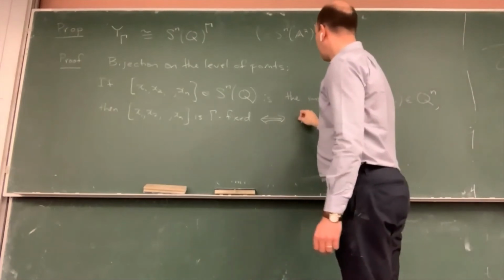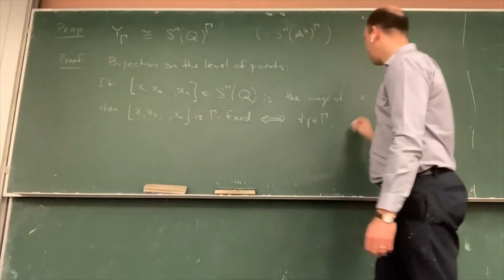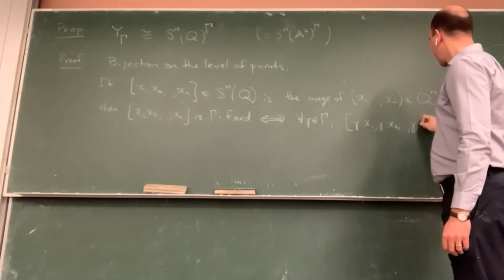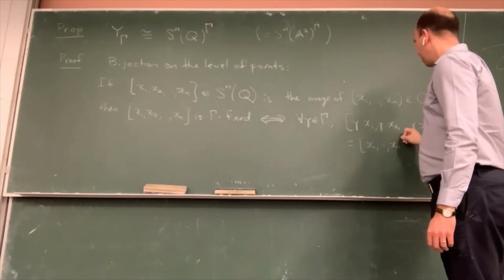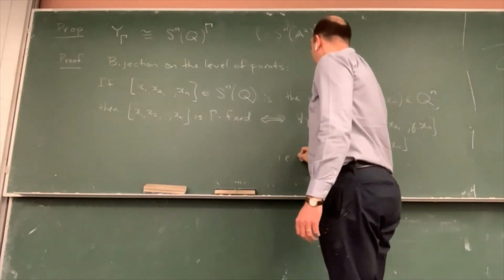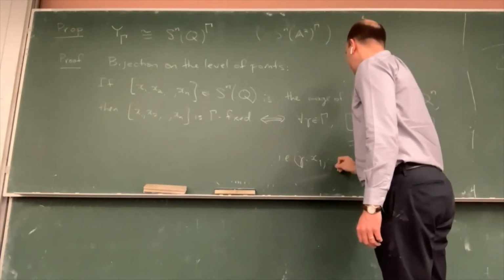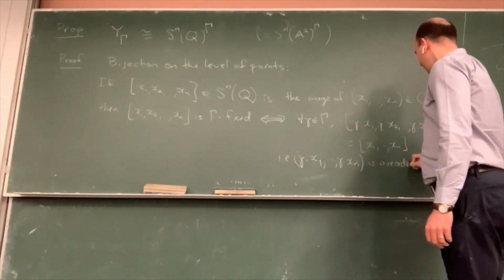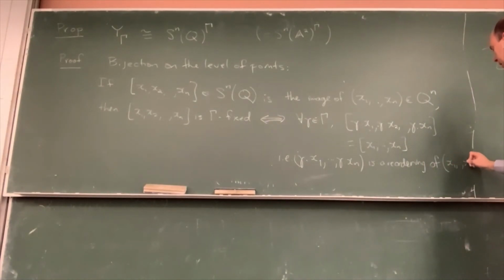So that means for all elements of the group gamma, when you apply gamma to this unordered n tuple, you get the same unordered n tuple. So that doesn't mean that these are the same term by term. It means that gamma x1 up to gamma xn is a reordering of x1 up to xn.